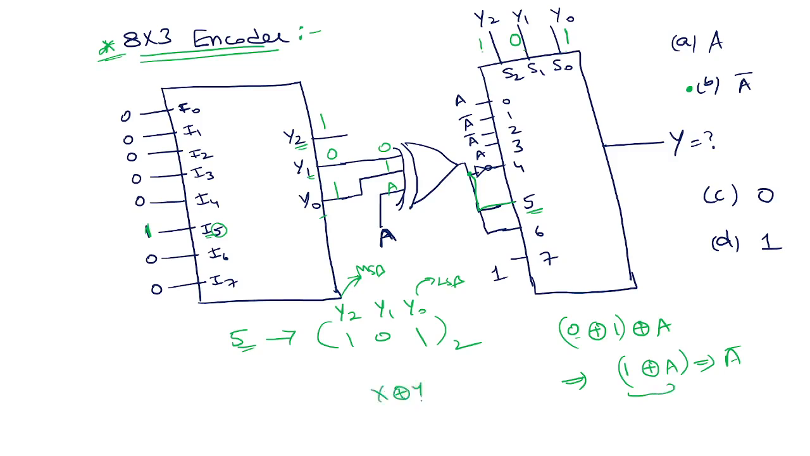You can write the simple equation, right? X XOR Y is what? X Y complement plus X complement Y. So 1 A complement plus 1 complement A. So this is 0, and this is going to be A complement, right? That's the option B. This is the XOR operation.